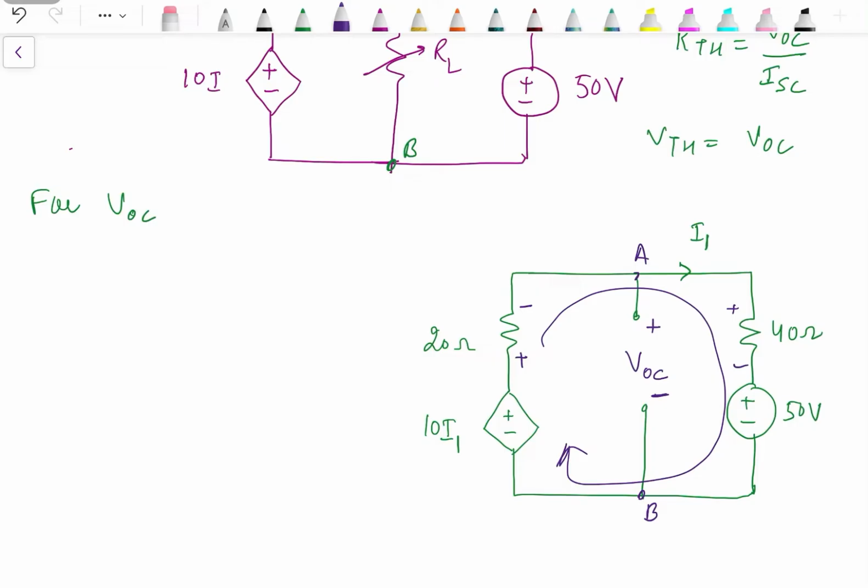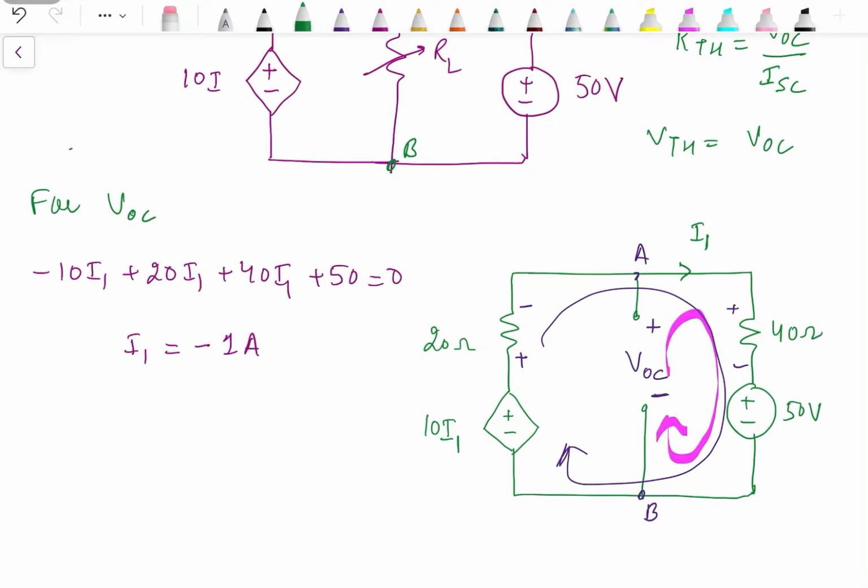We can find out VOC by applying KVL to this open loop, or even we can apply KVL to this open loop. There is no issue, we will get the same answer from both cases. But firstly, let's find out the value of I1 by applying KVL to this mesh, starting from this 10I1 source: minus 10I1 since the negative sign came first, plus 20 I1 plus 40 I1 plus 50 equal to 0, which will give us the value of I1 as minus 1 ampere.